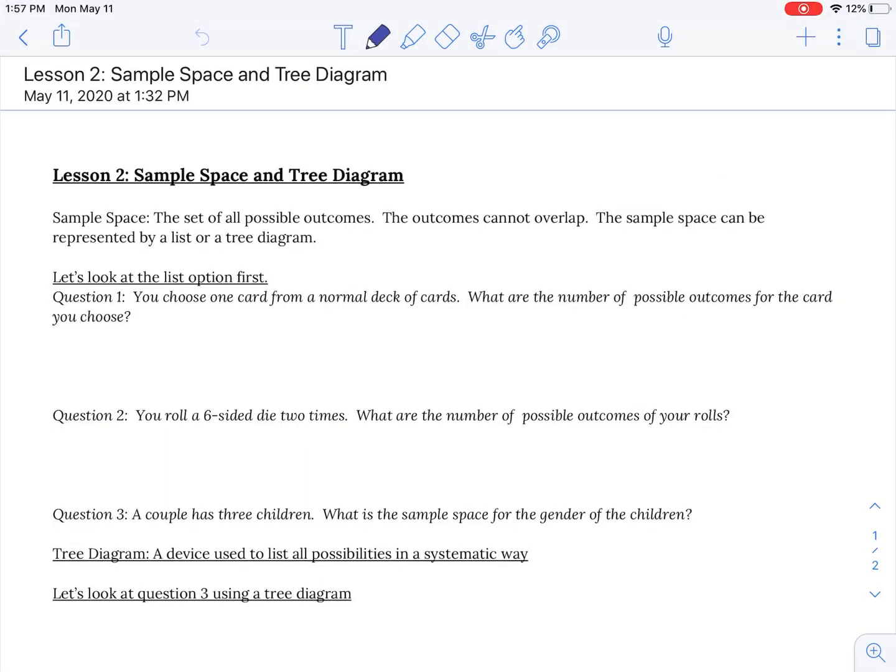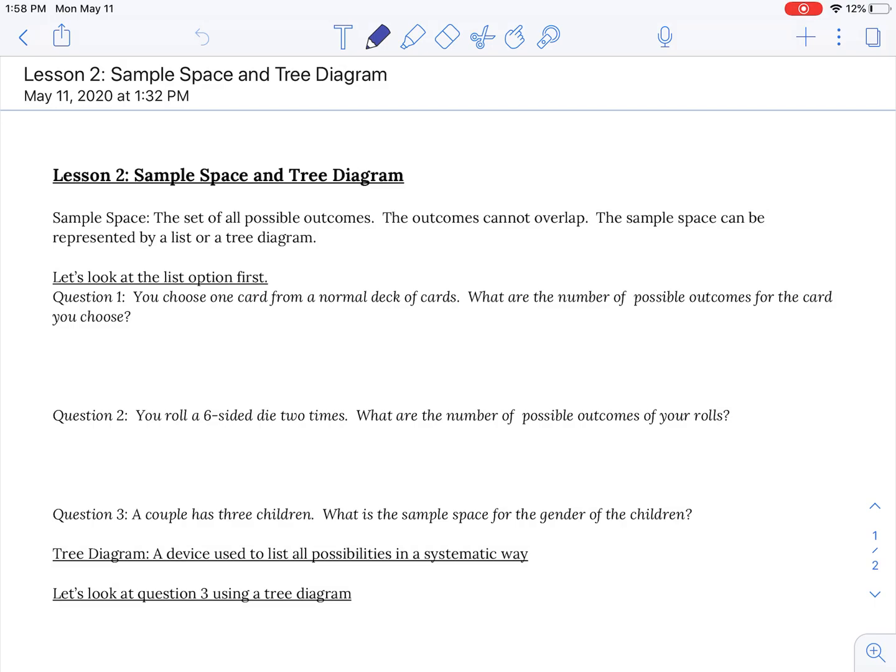In lesson 2, we're going to talk about sample spaces and tree diagrams, which has to do with outcomes and probability if you're given different types of probability to combine. So sample space is the set of all possible outcomes. The outcomes cannot overlap, meaning they cannot be picked more than one time. And it can be represented as a list or what we like to call a tree diagram. So we're going to experiment, and I'm going to show you both.